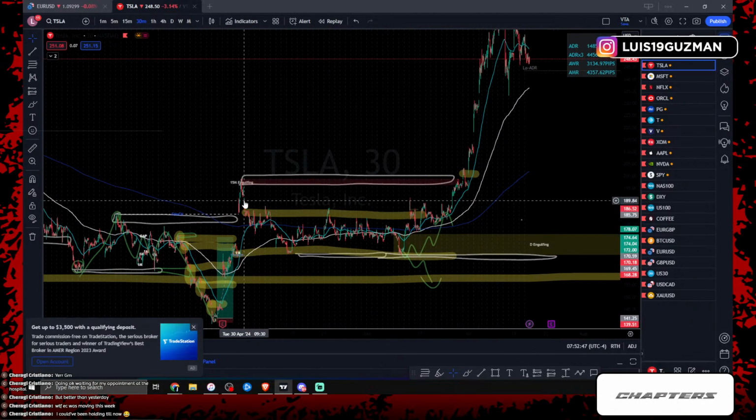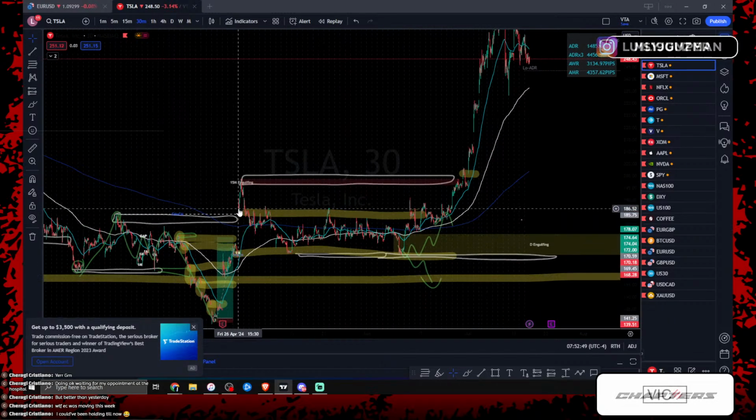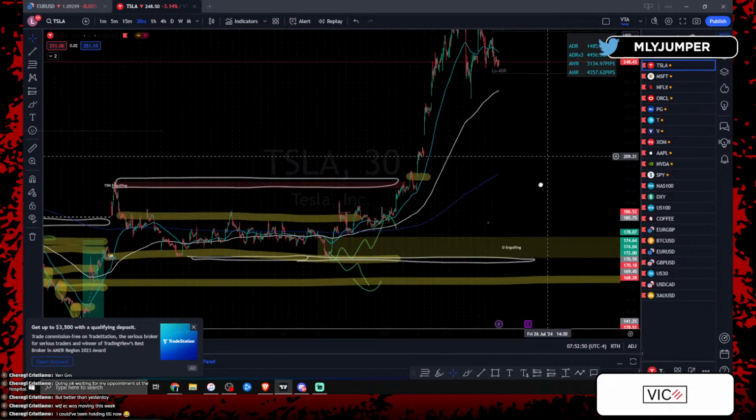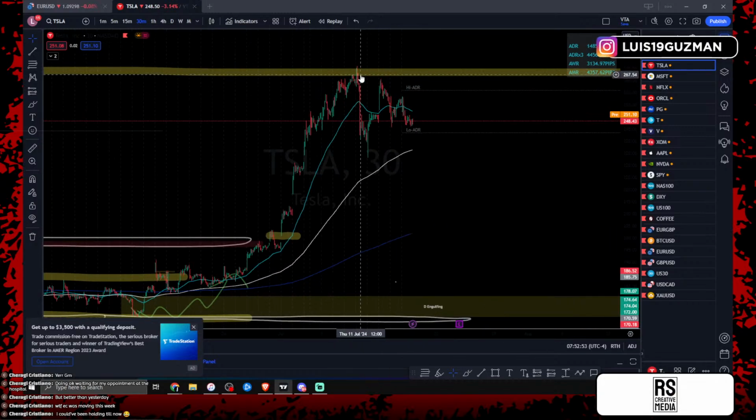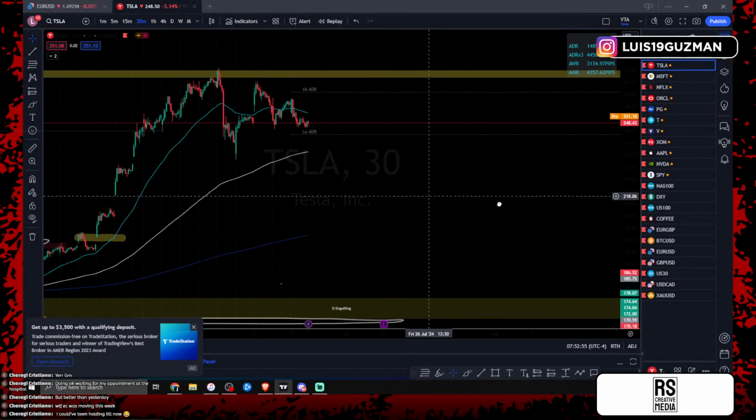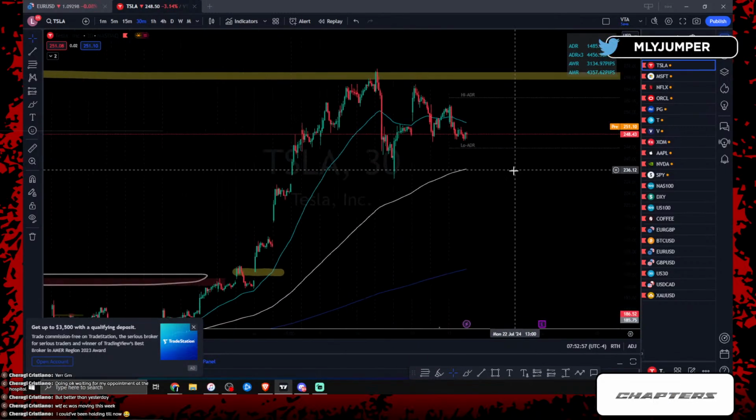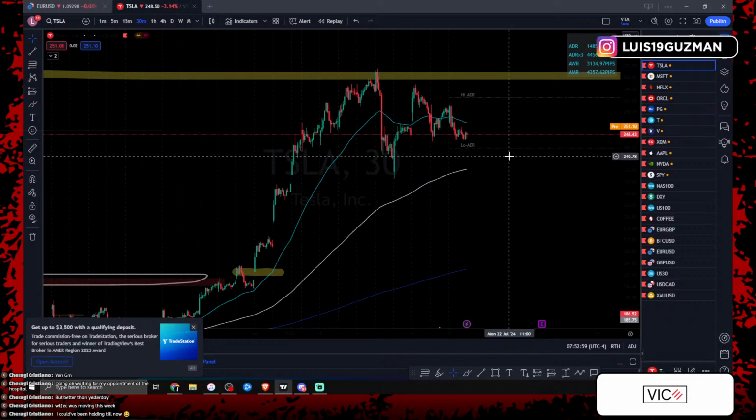We had this break, low, lower, high, lower, low, change of character, higher, low, break of structure. We got the last push, and then price is still just stuck in this zone. Tesla's price action is amazing. I love trading this shit.